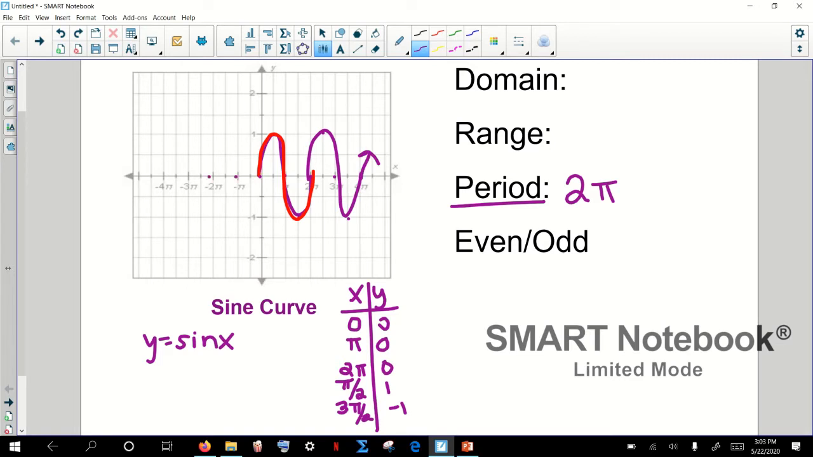So here are my 3 x-intercepts to the left, and then I have a maximum and a minimum. This is probably the easiest way to graph: by making those 5 key points and connecting them. And again, it goes infinitely to the left. So there's our sine graph.